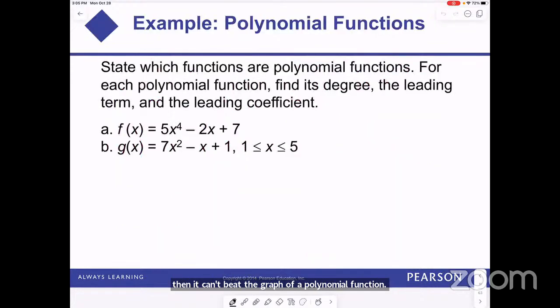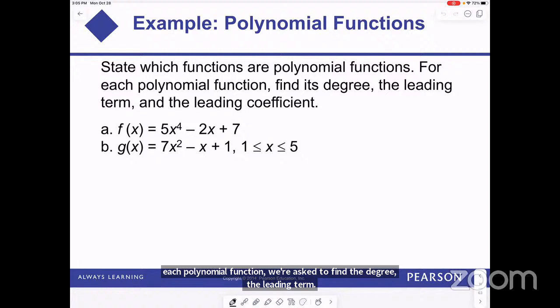So say which functions are polynomial functions. For each polynomial function, we're asked to find the degree, the leading term, and the leading coefficient. All right, I'll save that for later. So then for part A, right?